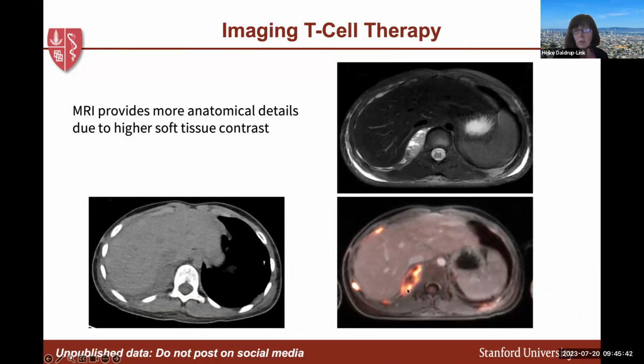And the PET MRI also helps us to detect additional lesions along the pleura here, which we can also see on the MRI, but it's harder to spot them. And the additional PET really helps us to detect these additional lesions. So MRI provides more anatomical details due to higher soft tissue contrast.